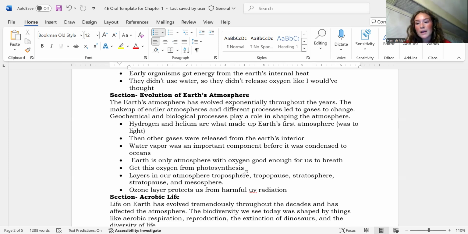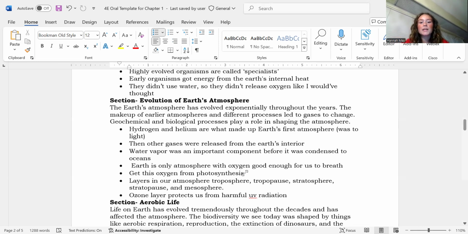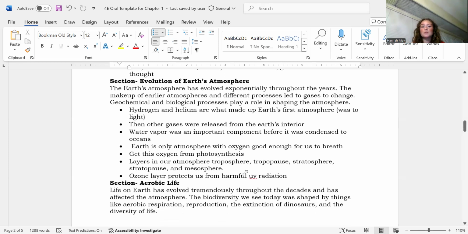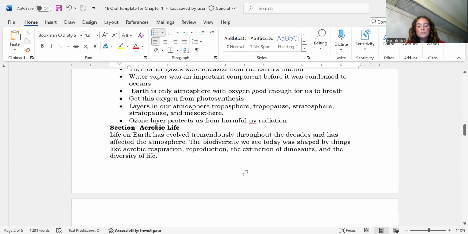We know Earth is the only planet with sufficient oxygen for us to breathe. Actually, hydrogen and helium used to make up our atmosphere, but they were way too light, and water vapor was one of the most important components until it condensed into our oceans. Then, we also know about the ozone layer. We all hear about it all the time. People say there's a hole in the ozone, but it's what protects us from harmful UV radiation.